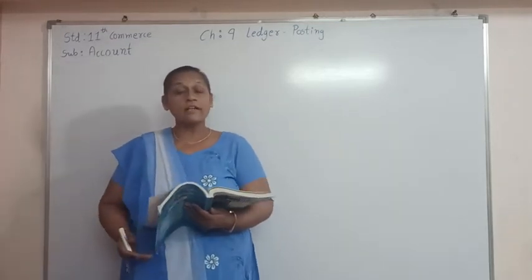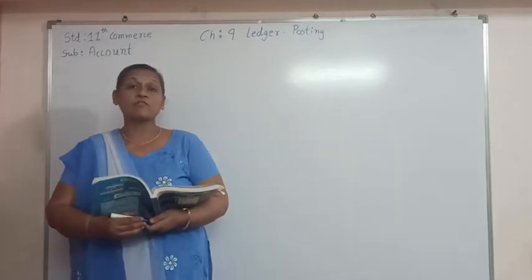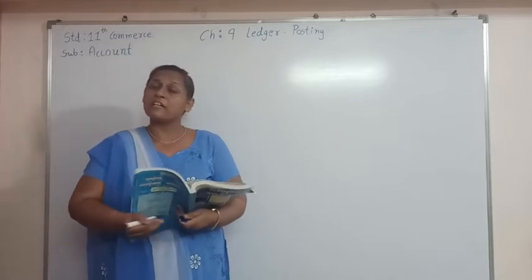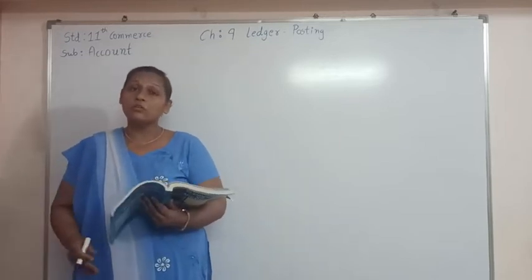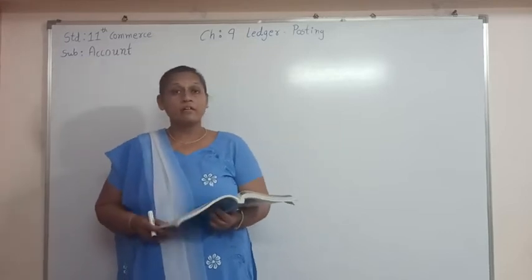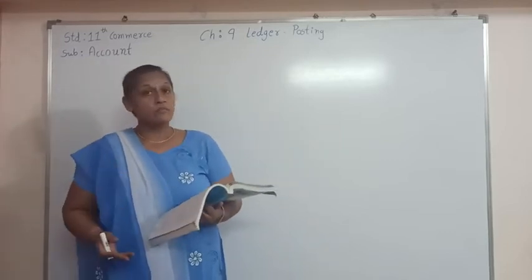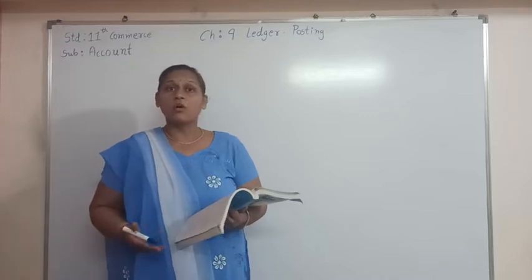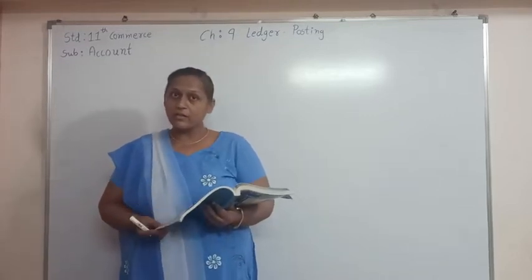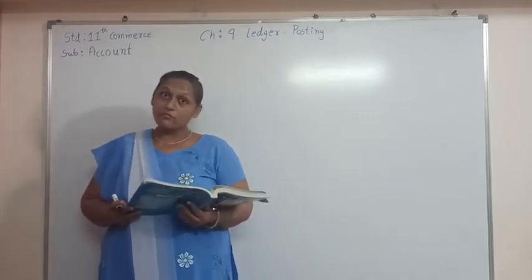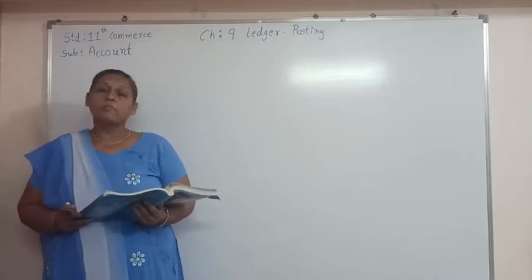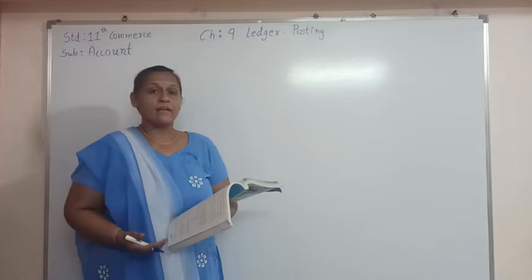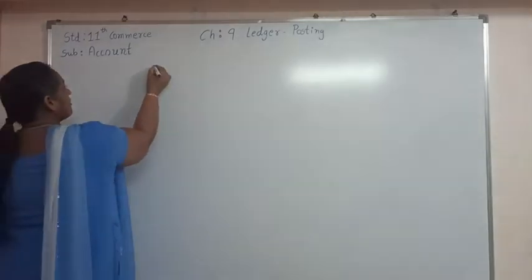So for the index of ledger, the very first thing we have to find out is how many accounts we are supposed to prepare, and then the total accounts have to be written in alphabetical order, from A to Z. Then we have to give the ledger page number. So let's say here is the index of ledger.